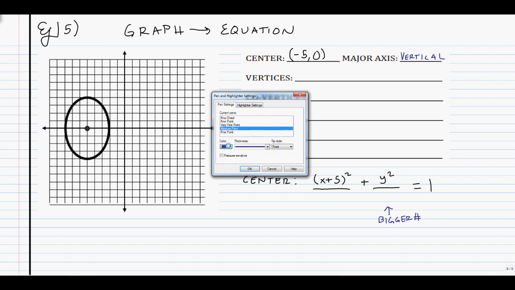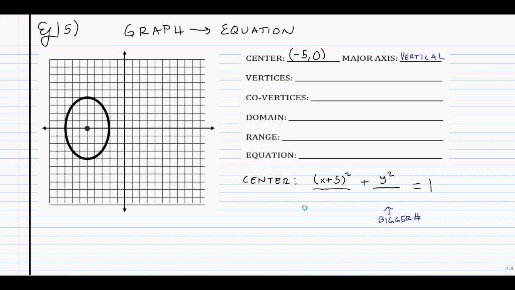Now, as far as the rest of the equation, in order to finish it and put it up here on this line, we need to count out how far away the vertices and the covertices are. Because we always figure out that distance and find the vertices by counting a certain distance away from the center. So for our vertices, since the major axis is vertical, we're looking right here. Notice if we go up 1, 2, 3, 4, we hit the point right there.